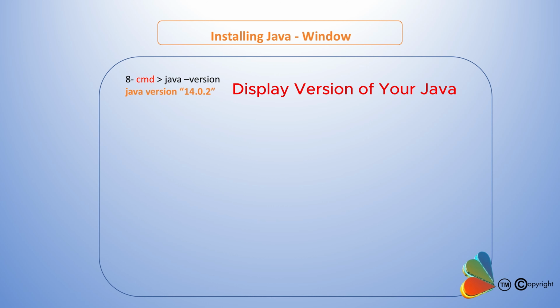You need to verify that Java was installed on your computer. Under the CMD line, type java -version. The Java version should get displayed. Java version 14.0.2.